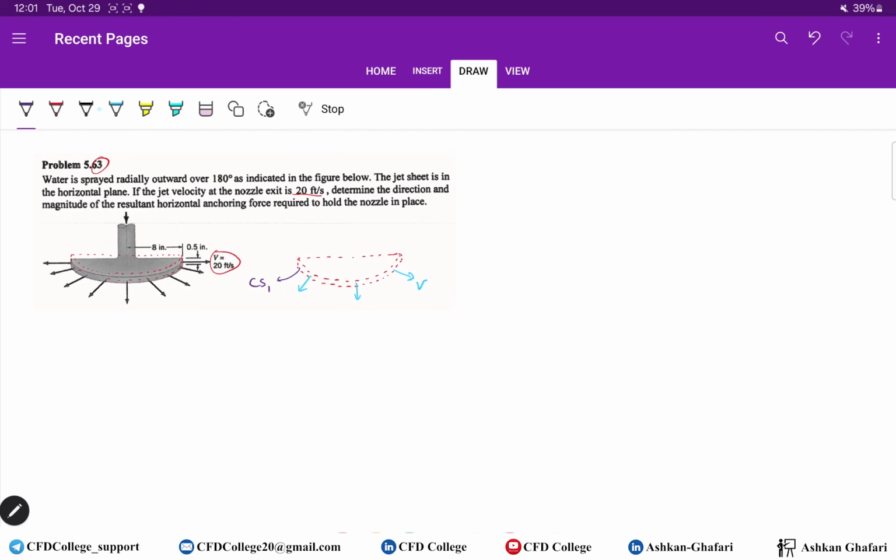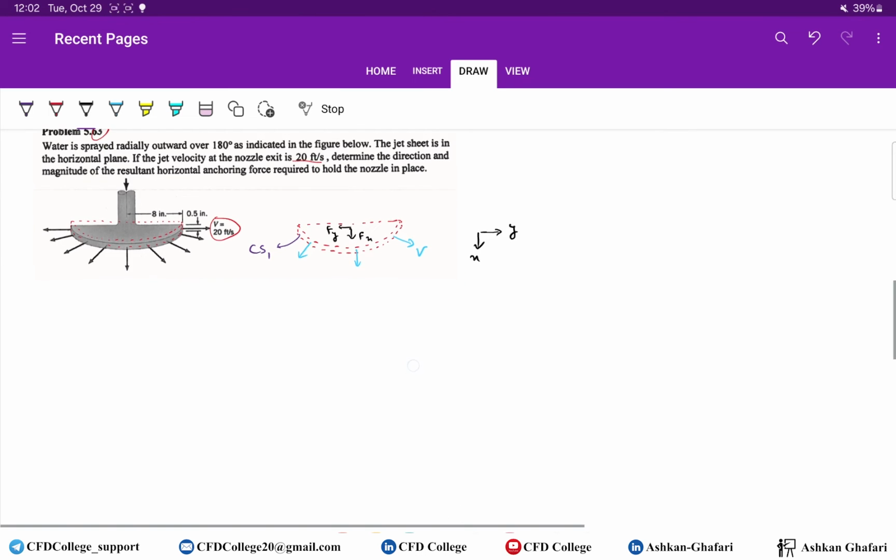We have two forces, Fx and Fy. So this is x direction and this is y direction, and we need to find Fx and Fy. From symmetry we can understand that Fy should be 0 because of the symmetry that we have in this problem, but we have to calculate it.